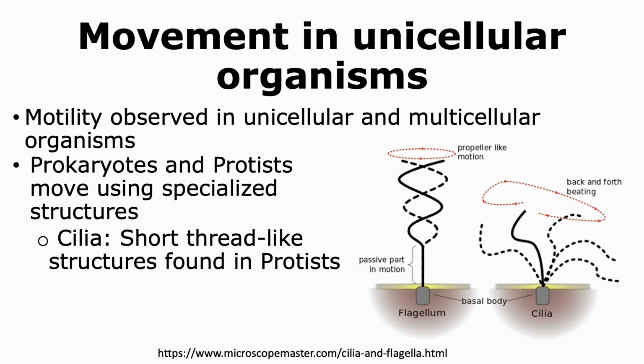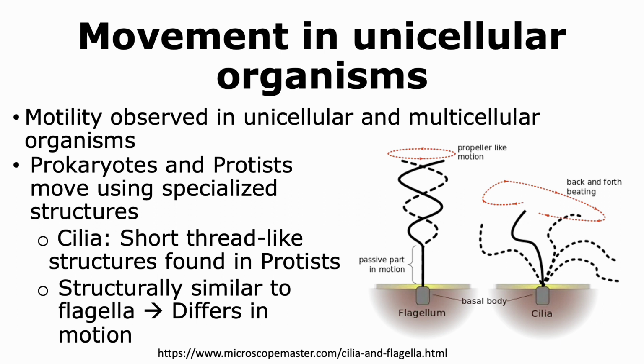Another type of specialized structure that aids in motility is cilia. Cilia are short thread-like structures that are found in protists, and they are structurally similar to flagella. They are also made up of microtubules, but the way they move is different from flagella. Flagella is known to have a propeller-like motion that aids in motility. However, in the case of cilia, they exhibit a back and forth beating motion that promotes motility in the organisms.